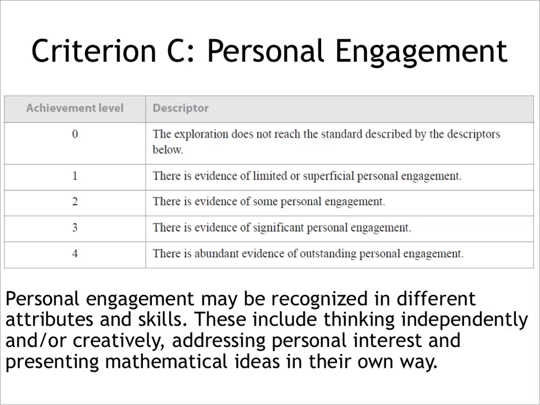On to Criterion C. Now we're looking at personal engagement. This should be the easiest part of your paper. This is just you being involved in your paper. As noted down here at the bottom, it can be recognized in many different ways. Looking at these things, independent thinking, creative thinking, all those things come down to one thing.